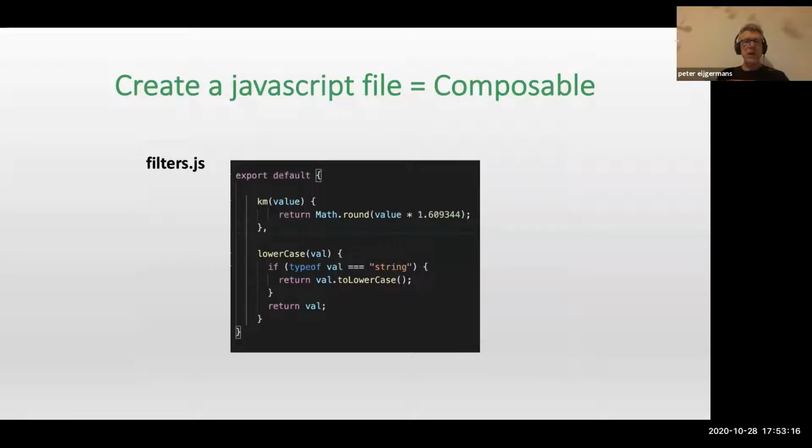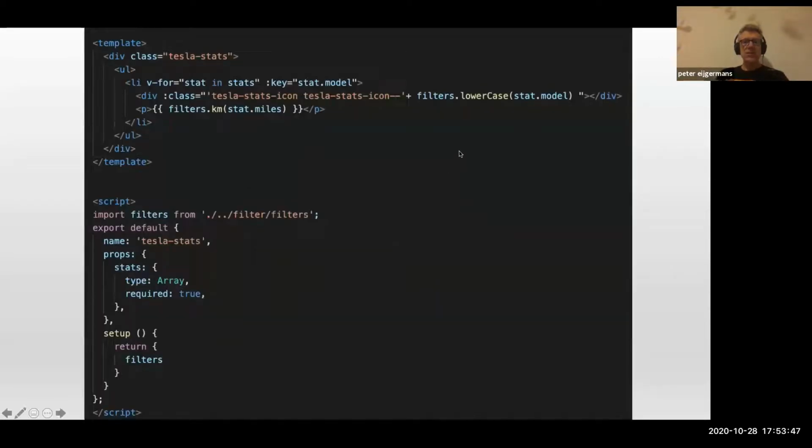I first create a JavaScript file, that is a composable, we call this, and then I define the various quite simple functions. A kilometer function which receives the miles in our example, and I translate it to kilometers, and a lowercase function which returns a lowercase value when it is a string. And here you see in the template how I use these filters: lowercase, filters to kilometers.